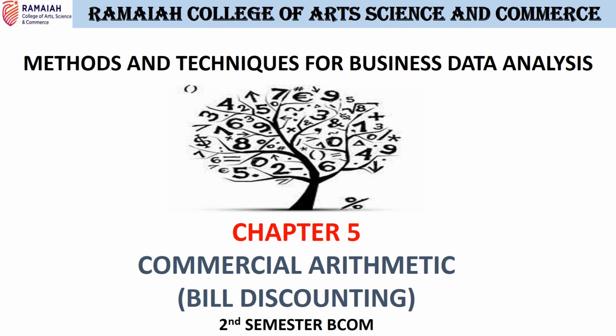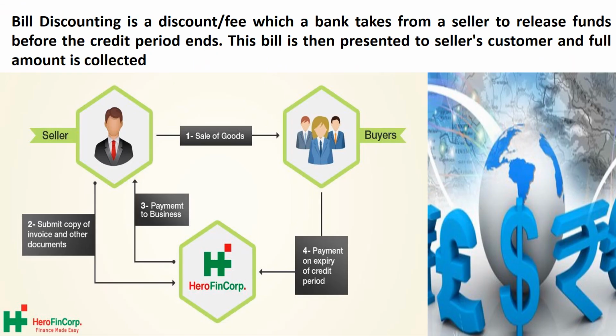So today in commercial arithmetic we shall see about bill discounting. Bill discounting is one of the most important chapters where we look at banking and operations. In brief, we shall look at what bill discounting is and some of its problems, like how we calculate the true discount and how we calculate the overall discounting.